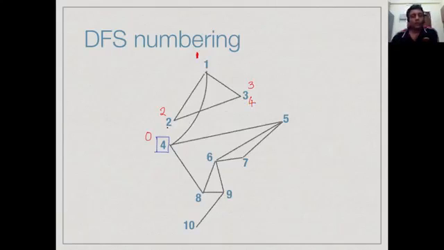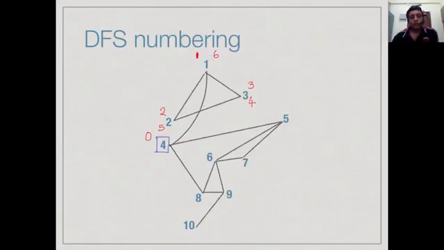Then I come back to 2 and I find that there's nothing more to be done at 2. So I exit from 2, and its post number becomes 5. Notice that here I entered at step 2 and I left at step 5, and in between I did 3 and 4 somewhere else. Likewise, I come back to 1 and I find that it has nothing new to say. So now I leave 1 at step 6.